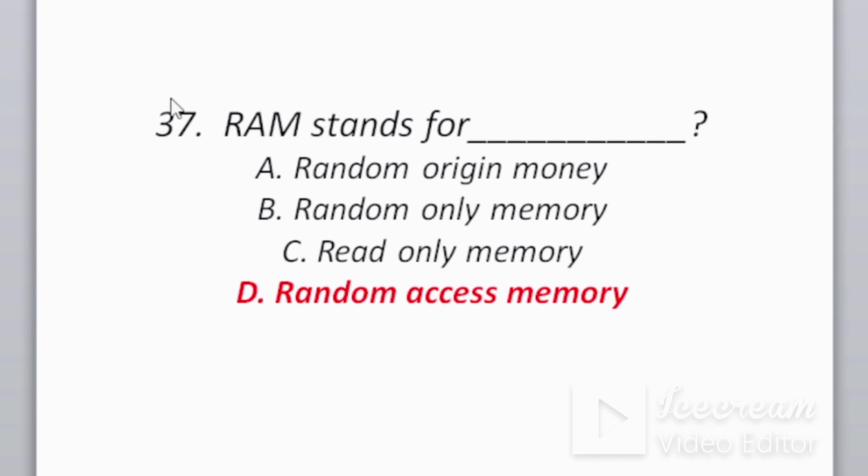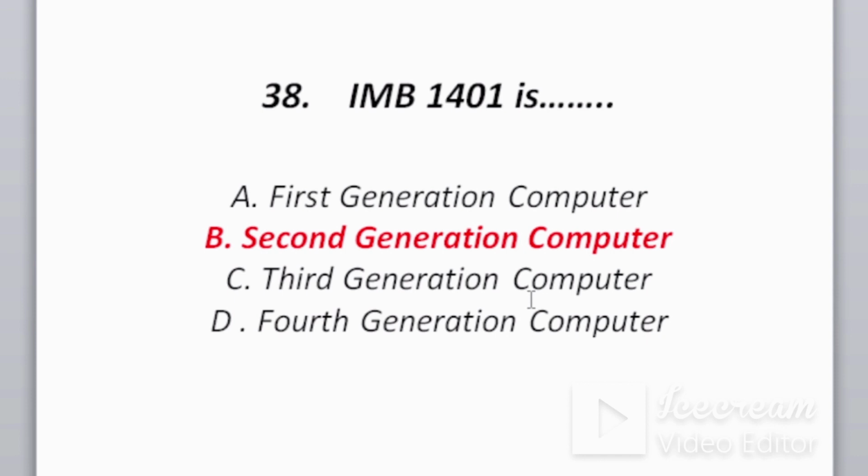37. RAM stands for dash. A. Random origin money, B. Random only memory, C. Read only memory, D. Random access memory. The correct answer is random access memory, option D.